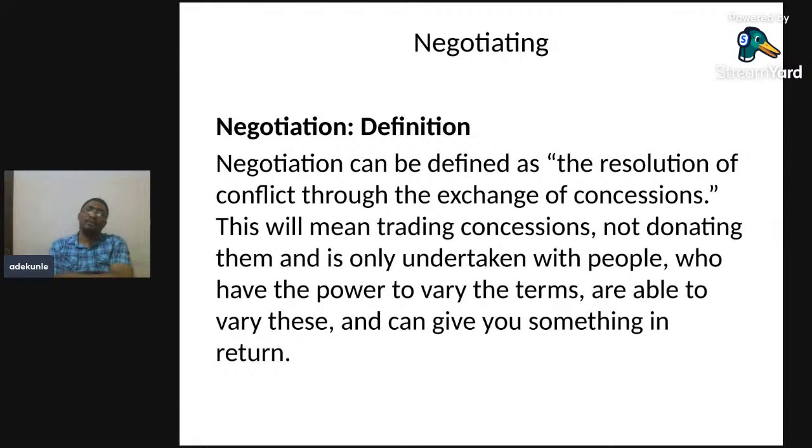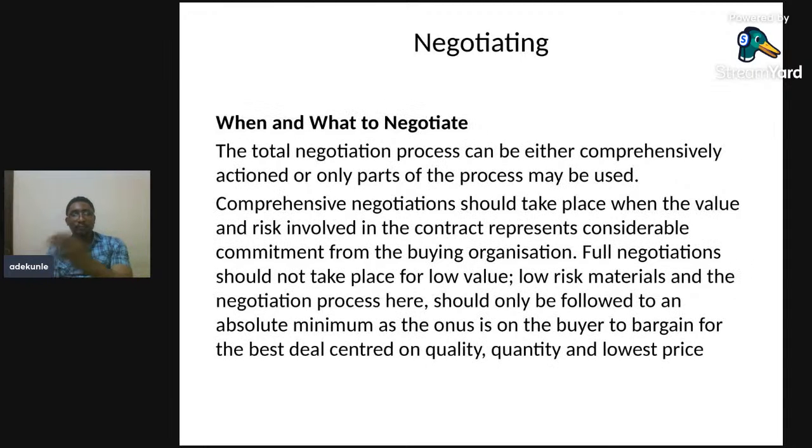So what is negotiation? Negotiation can be defined as a resolution of conflict through the exchange of concessions. Now, this will mean trading concessions, not donating them, and only undertaking it with people who have the power to vary the terms and are able to vary these and can give you something in return. Then, when and what to negotiate.